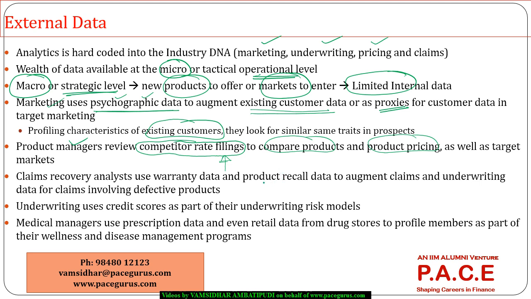So this data will not be available internally, but they can get it from the state filing departments, wherein they can get the rates that are being filed by almost all the competitors to get a very important assessment of their products, the pricing, if they want to review the pricing, the kind of target markets that they want to look at. All those things can be analyzed by the product managers by getting this external data.